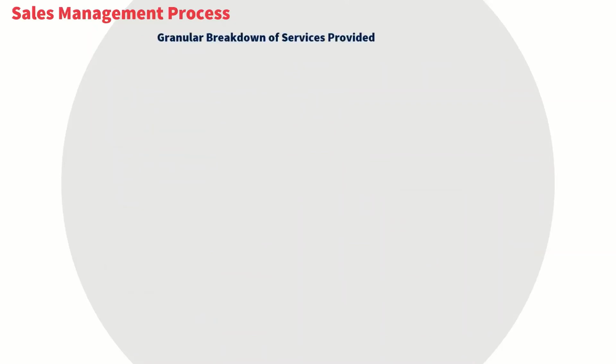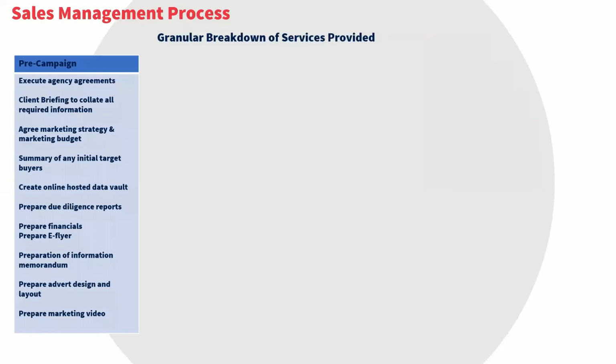So I'm looking to have a more granular breakdown of the sort of services that you provide. This is just my version of one. I would suggest that you work through the sheet that you download with this and add or subtract where appropriate to your particular marketplace. But in the first instance, let's look at the pre-campaign.